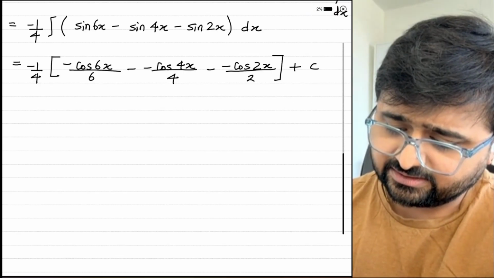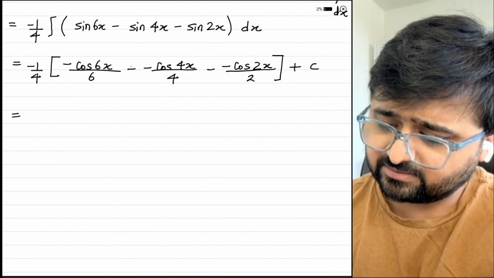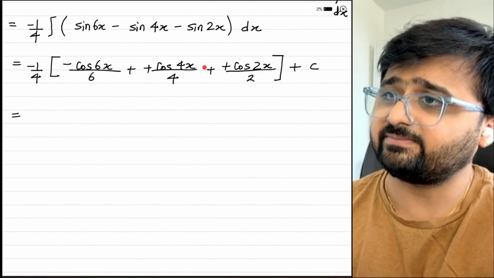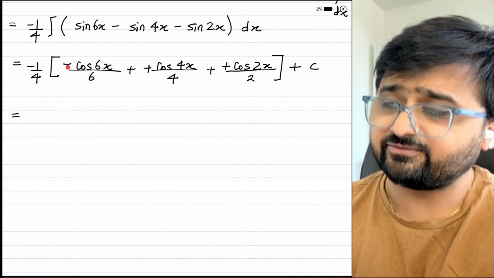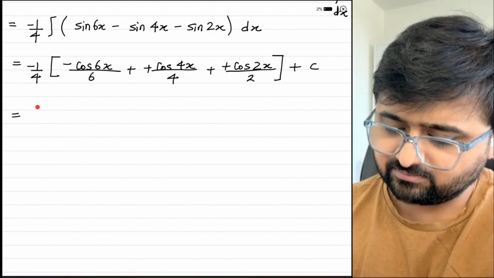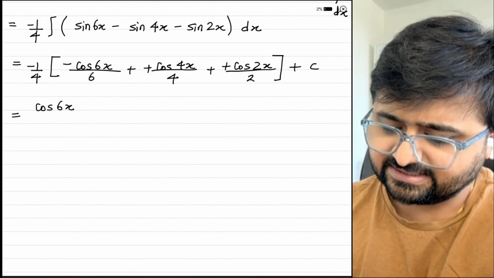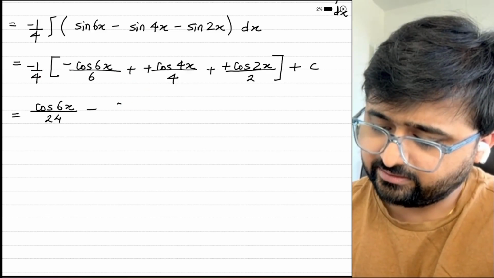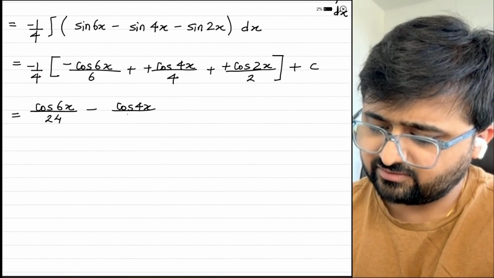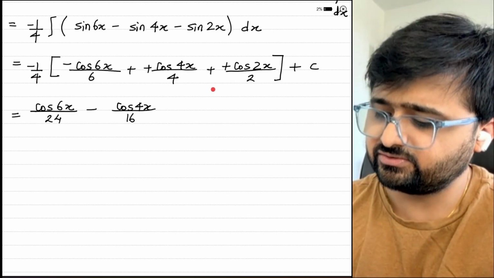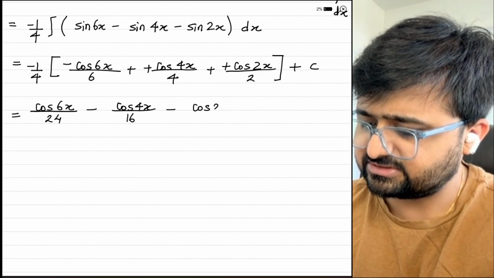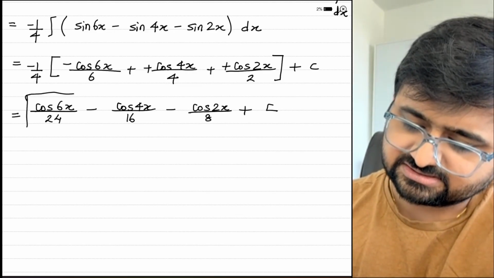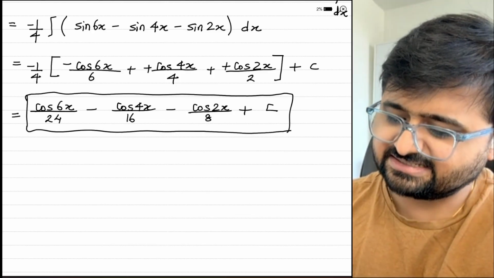Now let's make this a little bit cleaner. What you can do is make this negative negative positive, and multiply this negative 1 by 4 inside of that bracket, and let's see what we have. This negative 1 by 4 times this negative term will become positive cosine 6x divided by 24, negative 1 by 16, so cosine 4x divided by 16, and when you multiply this 4 and 2, you have negative cosine 2x divided by 8, plus let's add the constant of integration c, and this is nothing but your final result. I hope that makes sense.